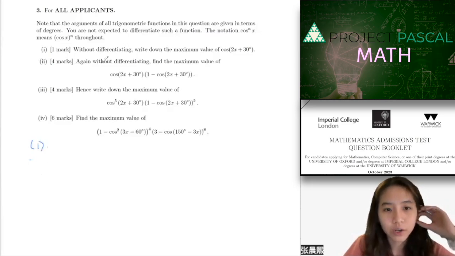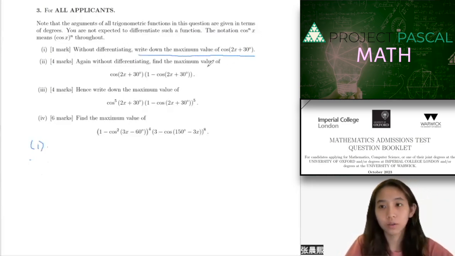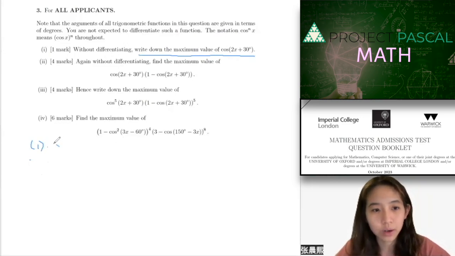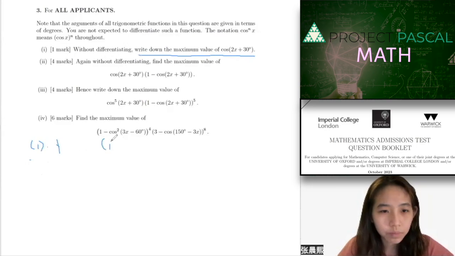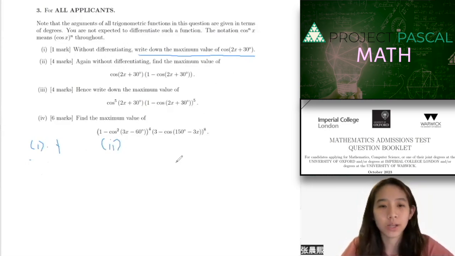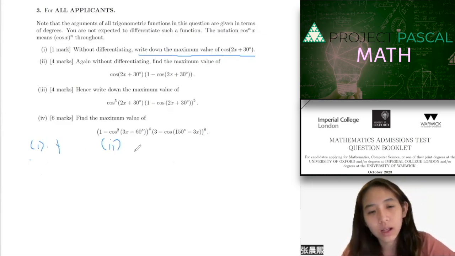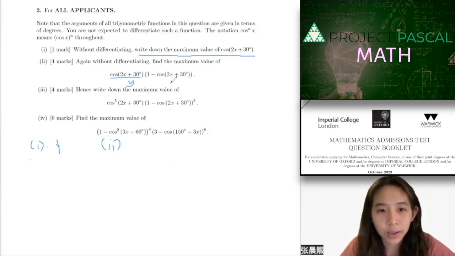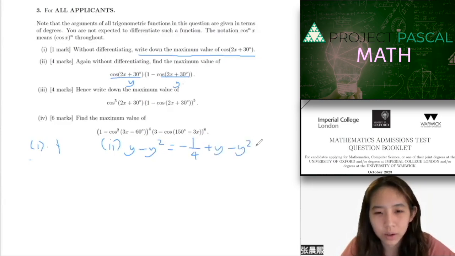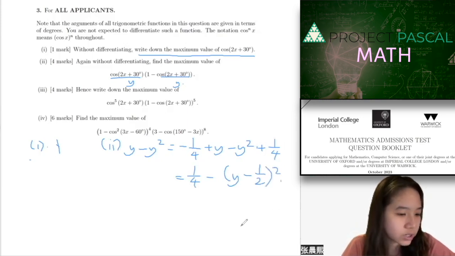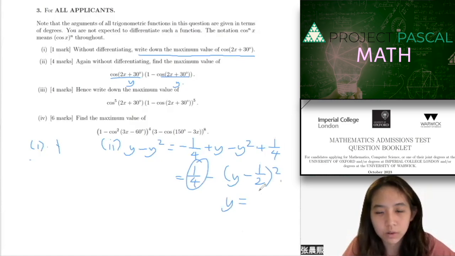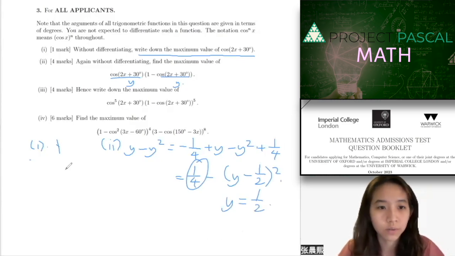So without differentiating, write down the maximum value of cosine 2x plus 30. I feel that it should be quite obvious that it's 1. Again, without differentiating, find the maximum value. So that's like asking you to complete the square. You let this be y. So it's y minus y squared, which equals 1/4 minus (y minus half) squared. So the answer is 1/4, and that's possible when y equals half, which is obviously within the range itself.